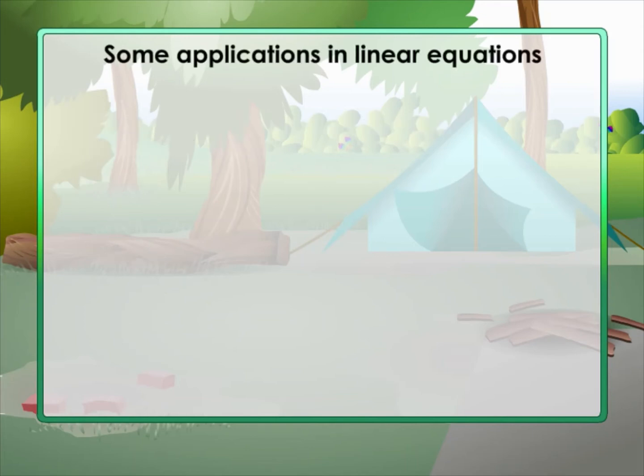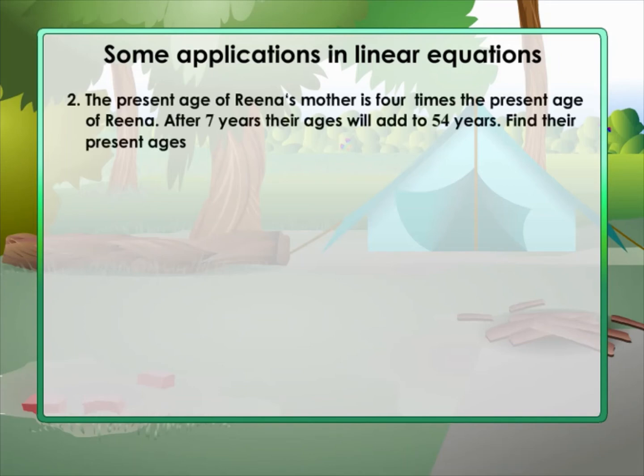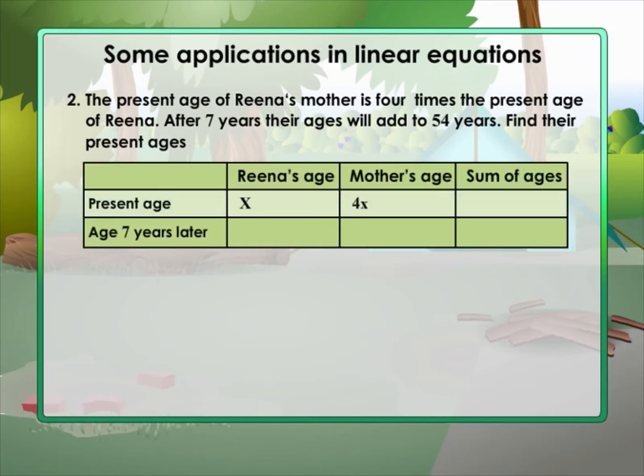Some applications in linear equations. In this topic, we are going to learn to solve some real-life situations using linear equations. The present age of Reena's mother is 4 times the present age of Reena. After 7 years, their ages will add to 54 years. Find their present ages. Let the present age of Reena be x, then her mother's age will be 4x. After 7 years, Reena's age will be x + 7. After 7 years, Reena's mother's age will be 4x + 7. The sum of their ages will be 54.